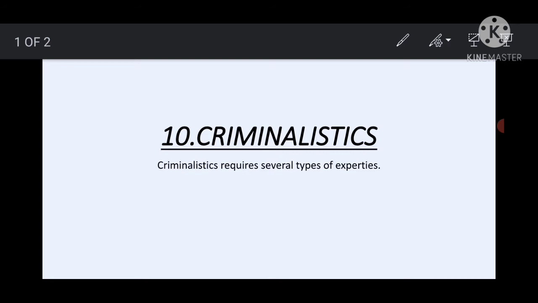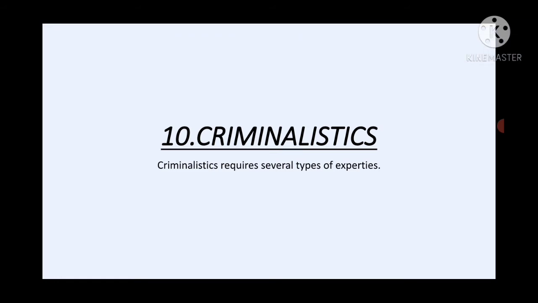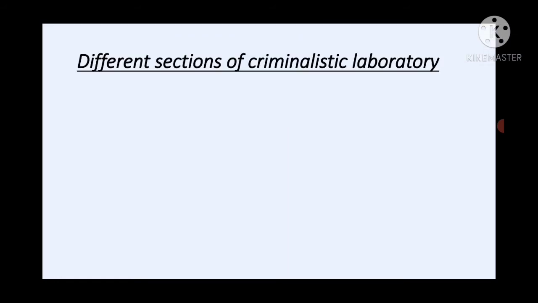A large criminalistics laboratory may have sections specializing in firearms and explosives examinations, tool mark examination, document examination, biological examination, physical analysis, chemical analysis, soil analysis, and identification. So let's have a look at the different sections of a criminalistics laboratory. The very first one is the firearm section.